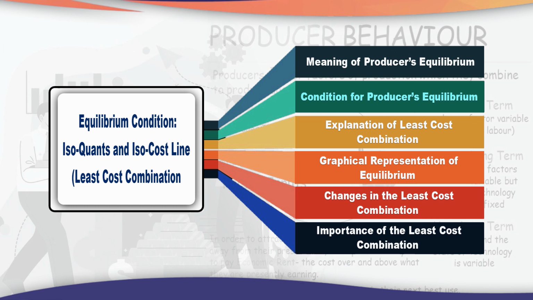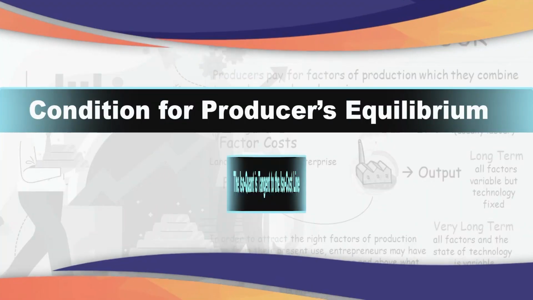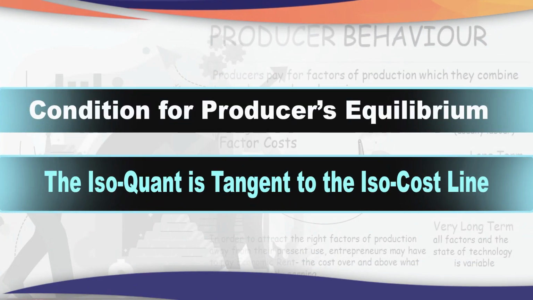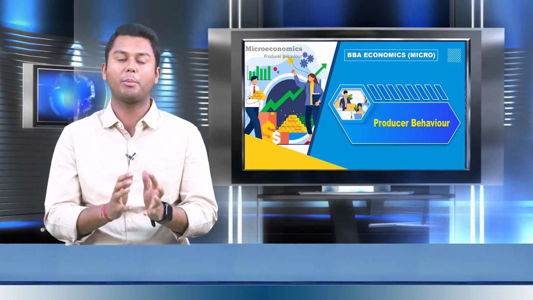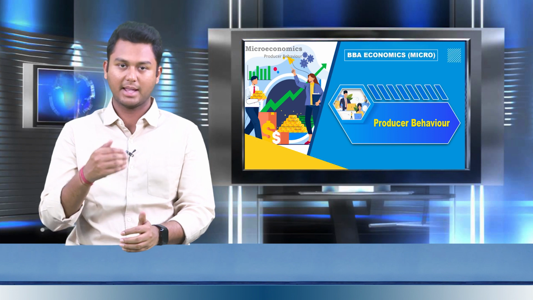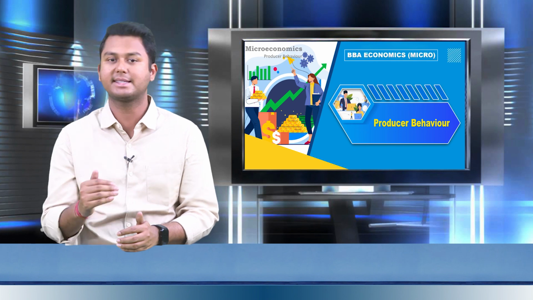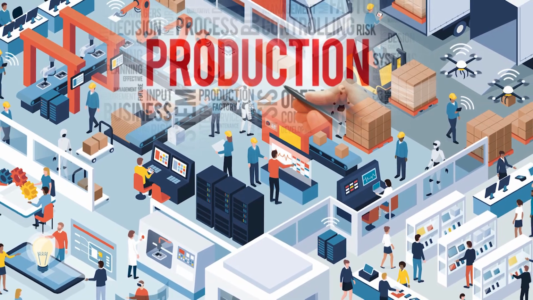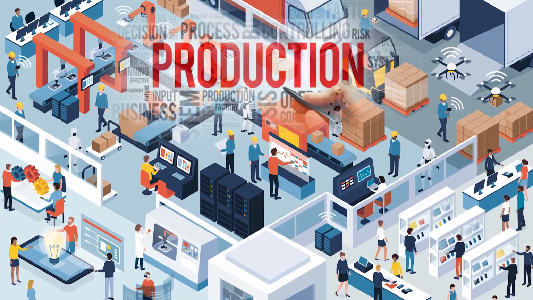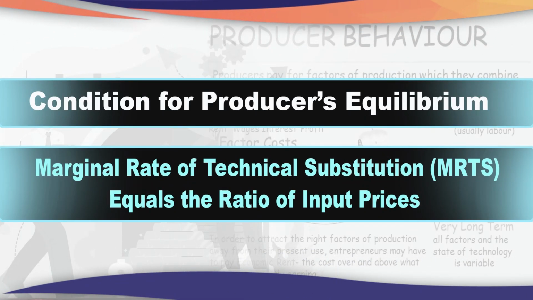Let us look at the condition for producer's equilibrium. A firm reaches the least cost combination when, first, the isoquant is tangent to the isocost line. The point where an isoquant touches an isocost line represents the optimal input combination, because any other combination would either cost more or produce less output. At this point, the firm is efficiently using its resources to achieve the desired level of production at the lowest cost.